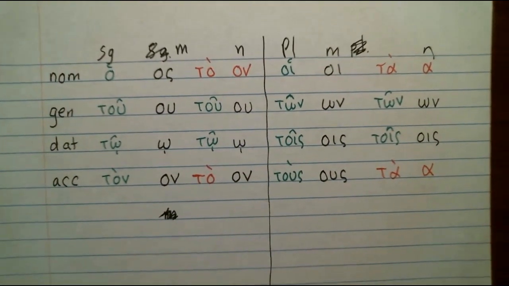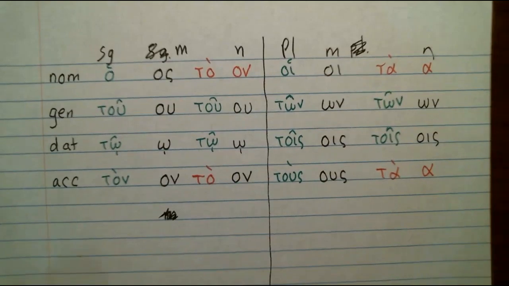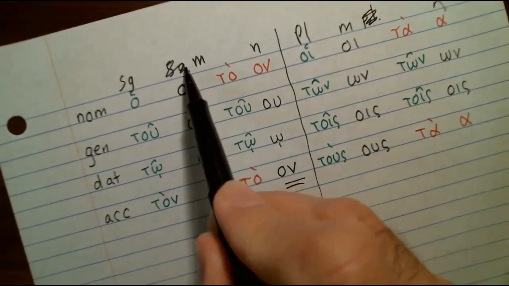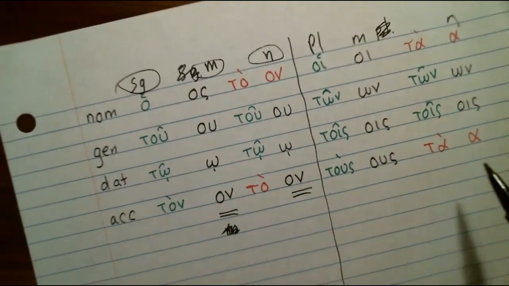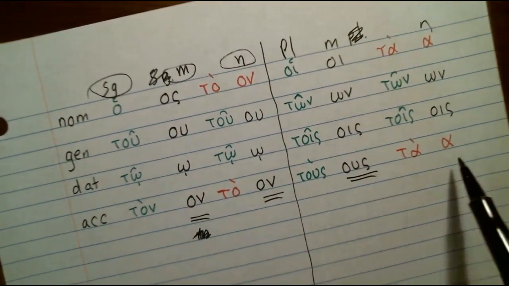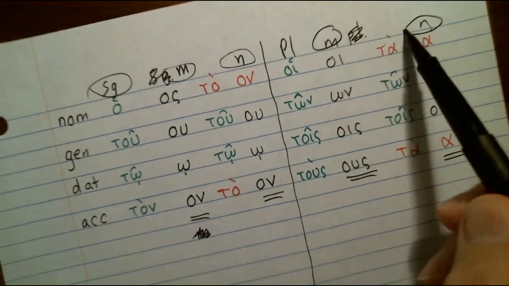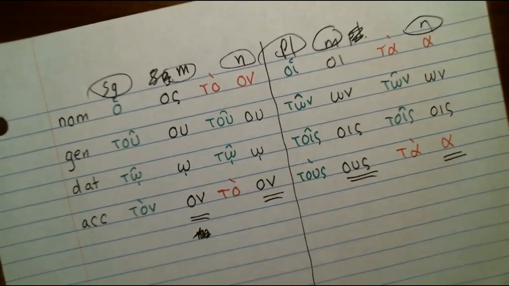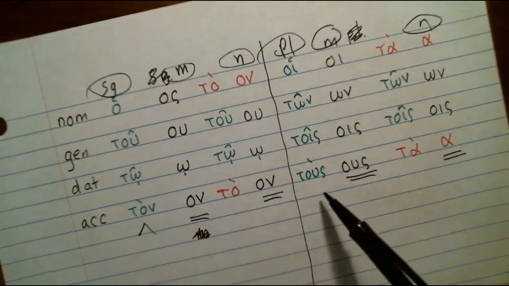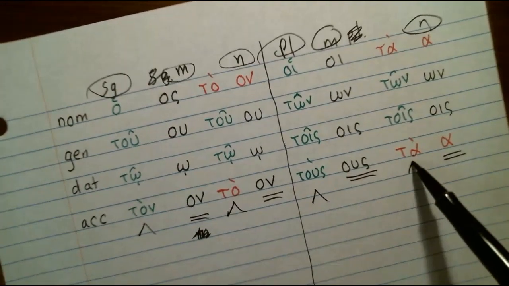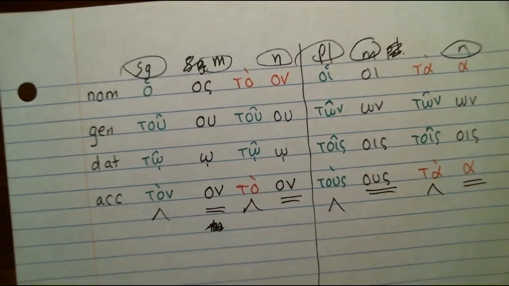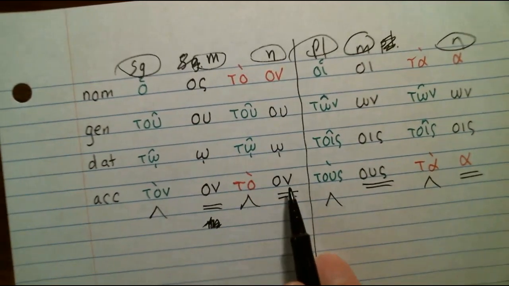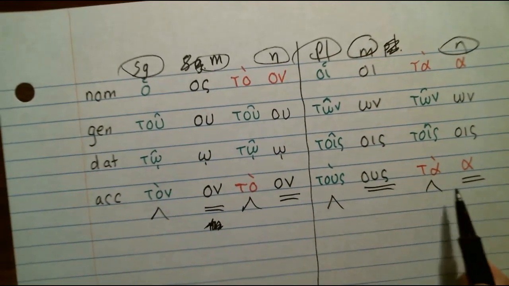But you have your endings, right? Endings here for your masculine and your neuter singular. And then you have your endings here and endings here for your masculine and your neuter plural. Okay? And then here you have your definite articles there. Okay? For your respective singular masculine, singular neuter, plural masculine, plural neuter.